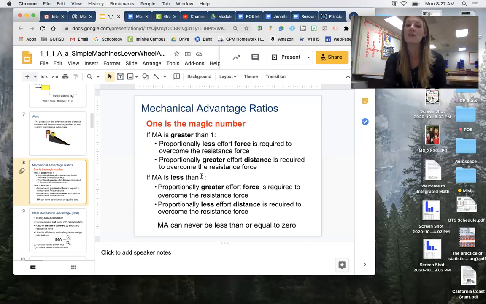If you have a mechanical advantage less than 1, that's the opposite. You have proportionally greater effort force required to overcome the resistance. So now you have to put in more force. Where do we see things like that? Well, we see them in the gym. The weights that we have are designed specifically to require a greater force that you need to put in. So that would be a mechanical advantage less than 1. That's when you want the force to actually weigh more, right? Most of the time our machines are designed so that we have a mechanical advantage greater than 1. So just kind of know that going into it.